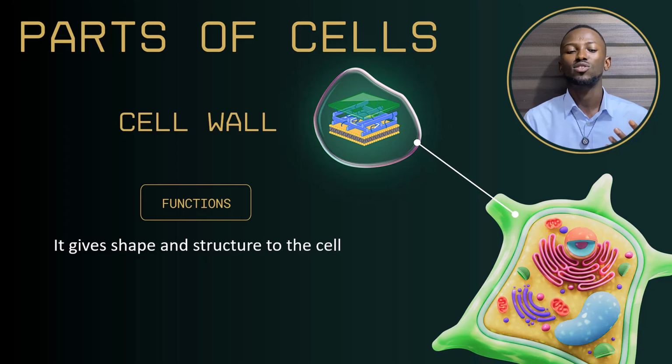The next function is to give shape and structure to the cell. So cell walls give a particular shape and structure to the cell.